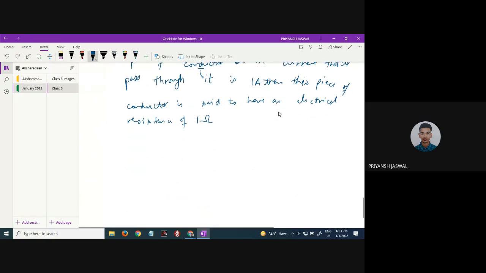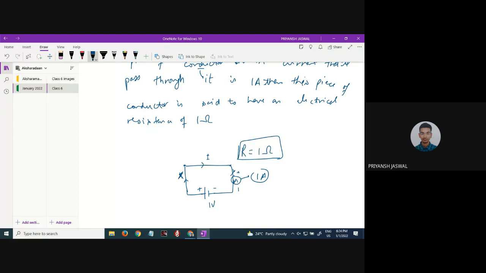What does it mean? Simply, if you have a piece of conductor, say a wire again, X and Y, and I apply a potential difference of 1 volt across it, that is, we put a battery of 1 volt here, and suppose I put an ammeter here. So for 1 volt, if the current passing through this circuit, the reading comes out to be 1 ampere, then this piece of material, the wire between X and Y, is said to have 1 ohm of electrical resistance. This is the basic definition.